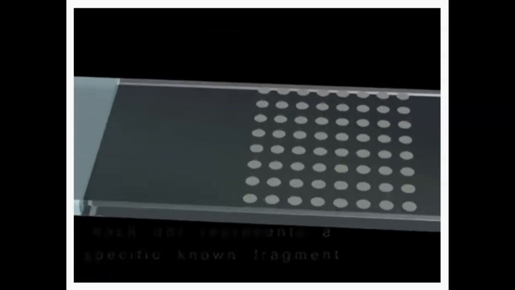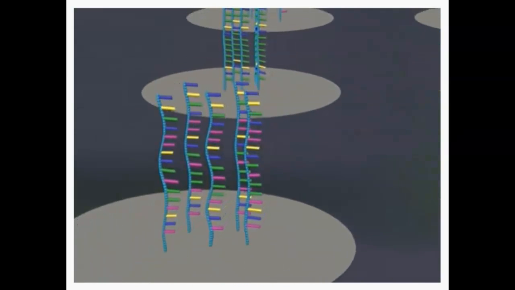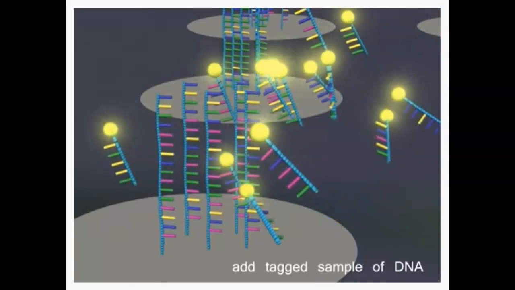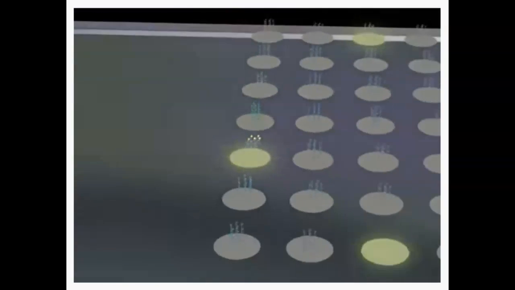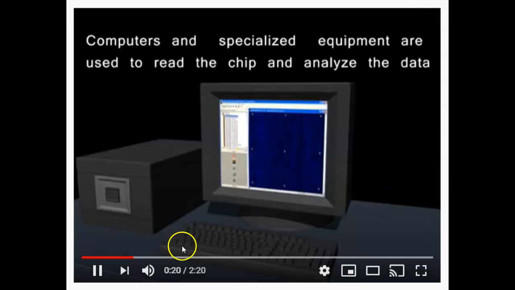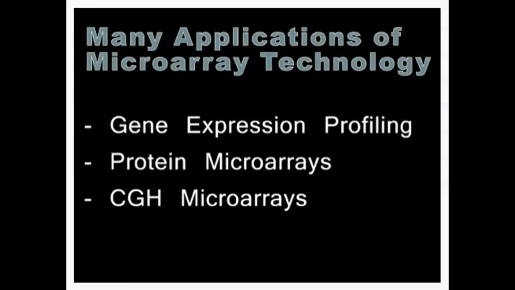So with DNA microarrays, each dot represents a sequence, a known sequence. You add tagged samples of DNA, and everywhere that there's binding, you see fluorescence. Then computers are used to read the chip and analyze it. So you can do gene expression profiling, protein microarrays.